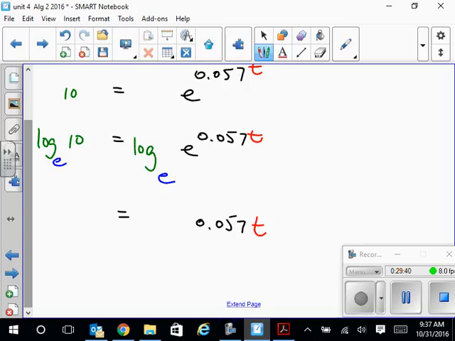Let's see if someone can handle this. ln of 10. Write that down and draw an arrow so that your brain knows that whenever you see log base e, it's written as ln. If you ever see an ln, you know it's just log base e.